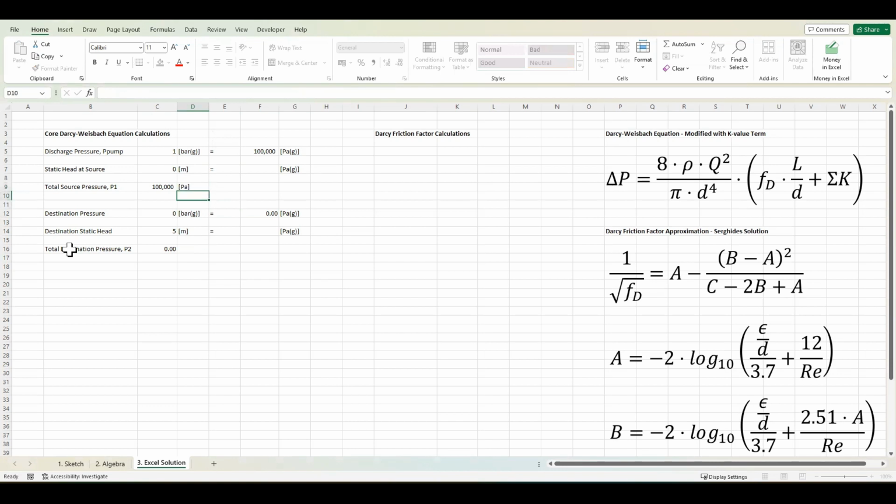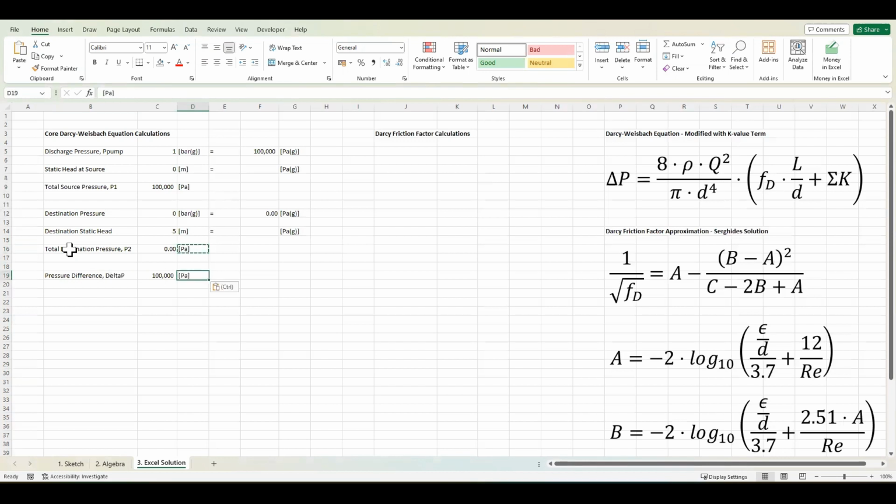Now, it doesn't need to be pascal gauge. It's not differential pressure. So what we now need to do is work out the pressure difference, or delta P you can call it, and that's essentially the difference between the source and the destination.